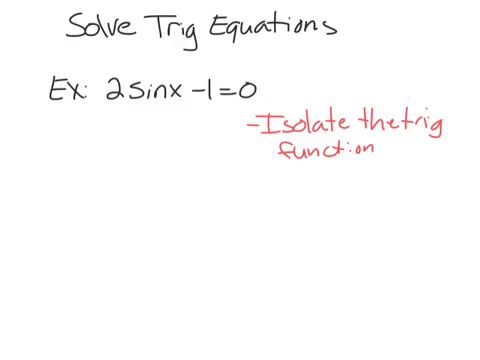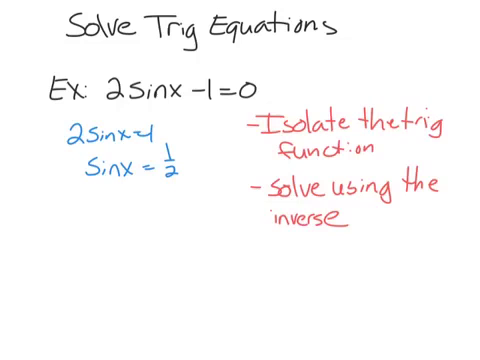So the first thing we do is isolate the trig function, meaning I want to get the sine of x by itself. I do that by first adding any constants and then dividing by the coefficient. So if I do that, I get 2 sine of x is equal to 1, and now I have sine of x is equal to 1/2. So this is solved by just using the inverse functions like we talked about in the previous lesson. Sine of x is 1/2. That means x is going to be equal to the inverse sine of 1/2.